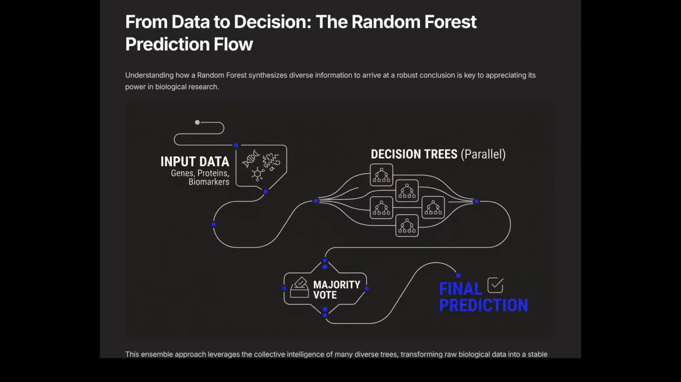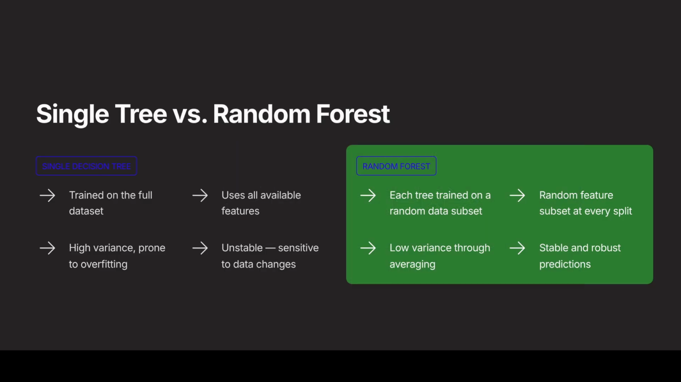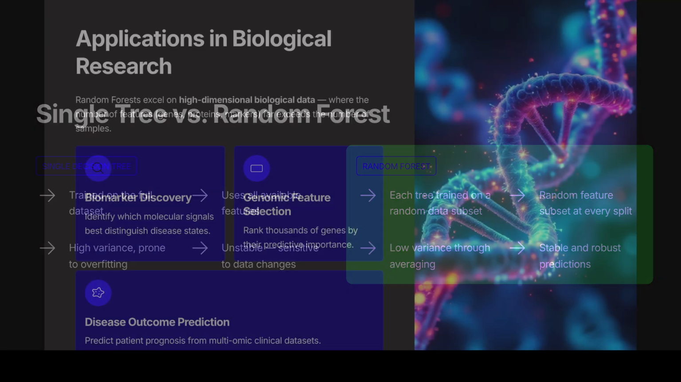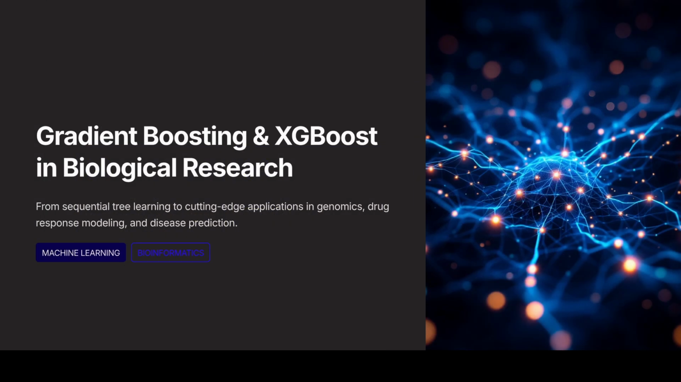When making a prediction, every tree in the forest gives its vote. The final prediction is determined by the majority vote of all trees. This averaging process reduces variance and produces more stable predictions. Random forests are widely used in biological research for biomarker discovery, identifying important genomic features, and predicting disease outcomes from high dimensional biological data. Finally, we arrive at gradient boosting, one of the most powerful techniques used in modern machine learning.